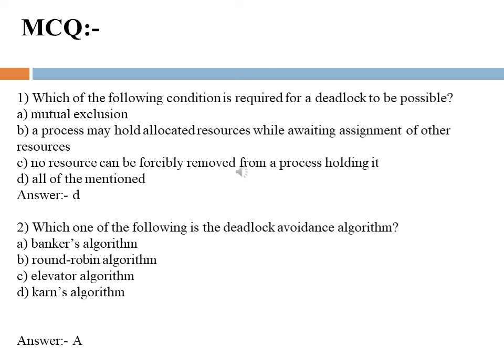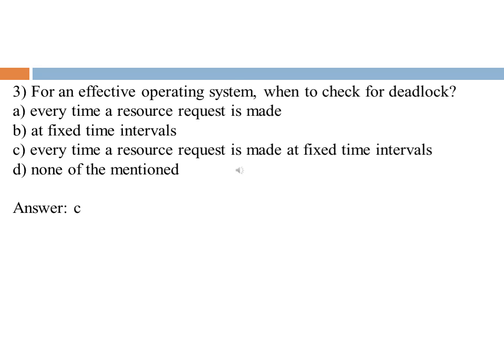Mutual exclusion is also included there. A process may hold allocated resources while awaiting assignment of other resources: this is also an example of a deadlock. And no resource can be forcibly removed from a process holding it is also a right example of a deadlock. So all of the mentioned is the right answer. Next is the next question.